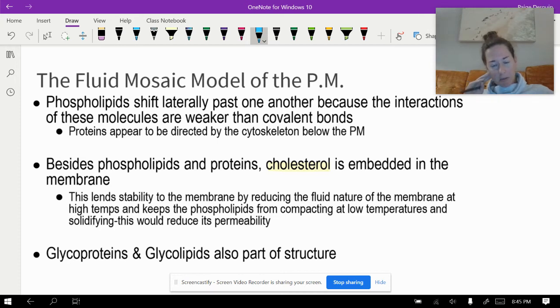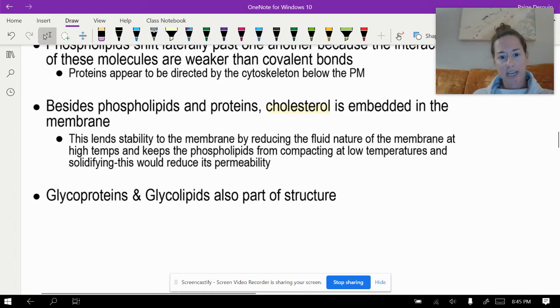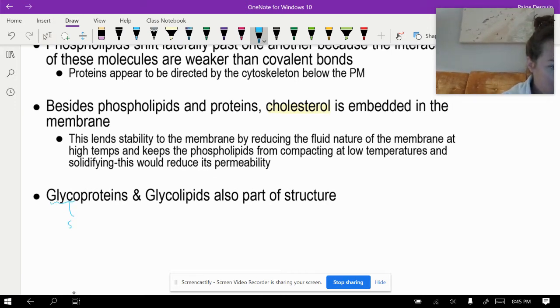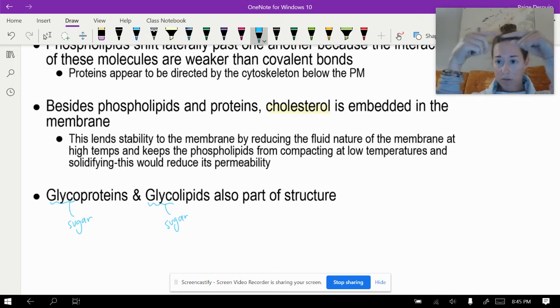And then the last thing that's also part of the membrane is glycoproteins and glycolipids, which you might remember from a short slide in biochem, but they're basically sugars that are attached to either a lipid or a protein. So this glyco is sugar. Sugar plus protein equals glycoprotein. Sugar plus lipid equals glycolipid. They would be covalently bonded. So the sugar would be covalently bonded to the protein.